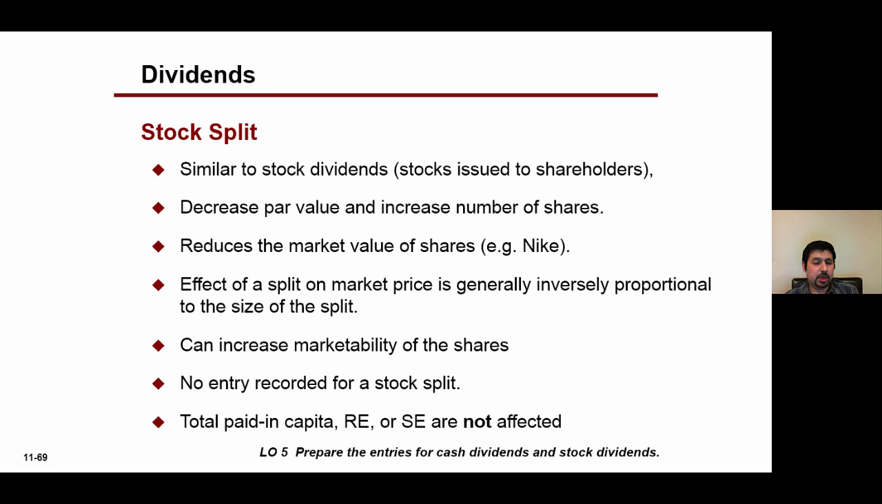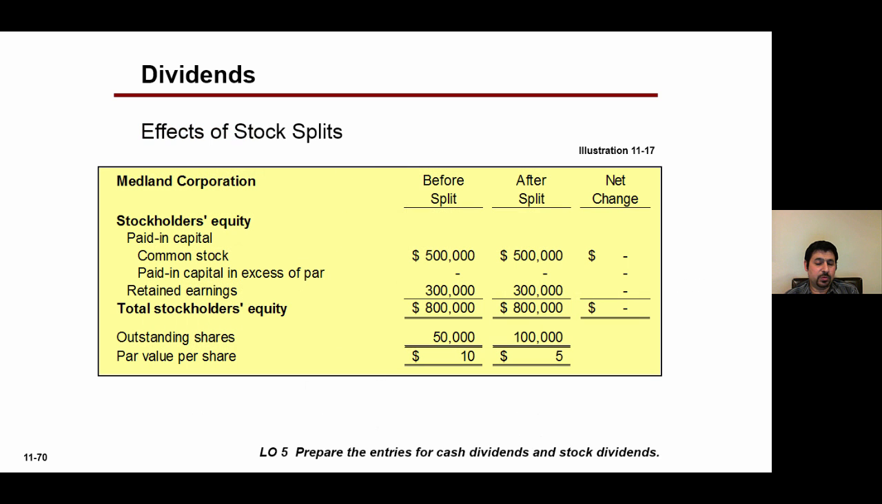Now, when the company splits their stock, they don't need to make any journal entry because there is no change to the total stockholders' equity. The total paid-in capital, retained earnings, and stockholders' equity are not affected. What will be affected is simply the number of outstanding shares and the par value per share.